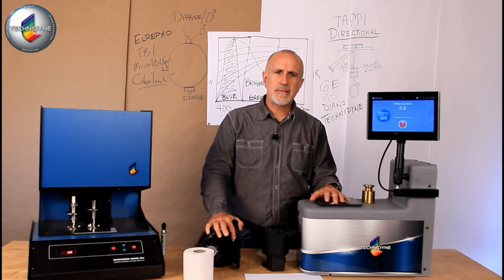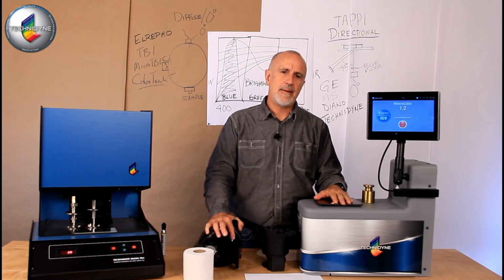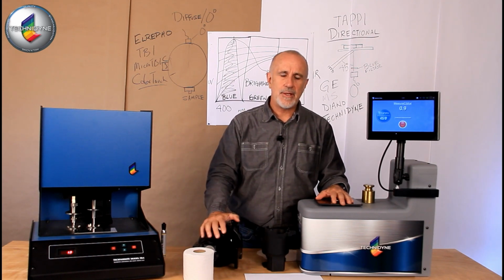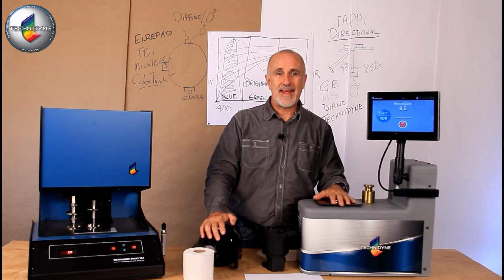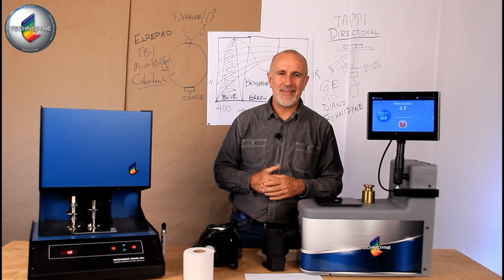For some reasons, those that are measuring optical brighteners and have sheets that contain OBAs in them, and we'll talk about this in another video, there's some things about the TAPPI method, the directional method, that handles that better than the ISO method does. So it is a combination of things out there.